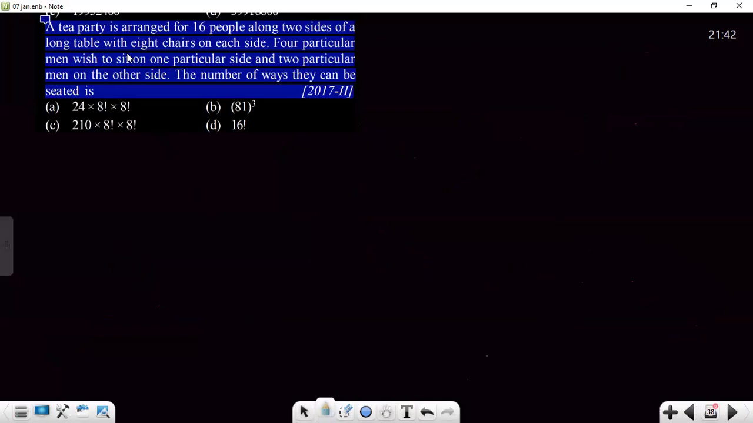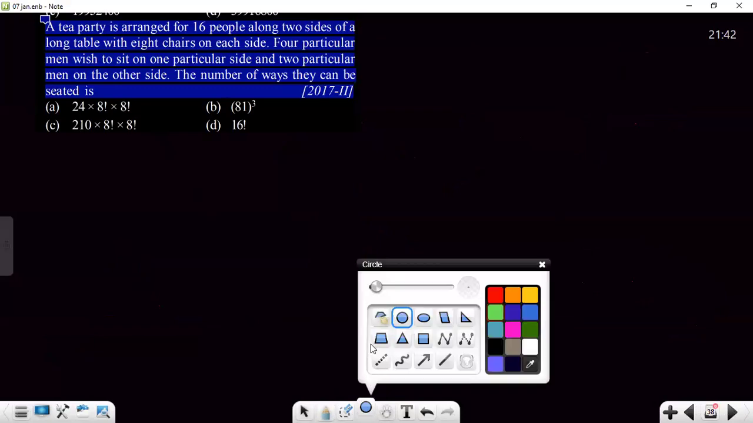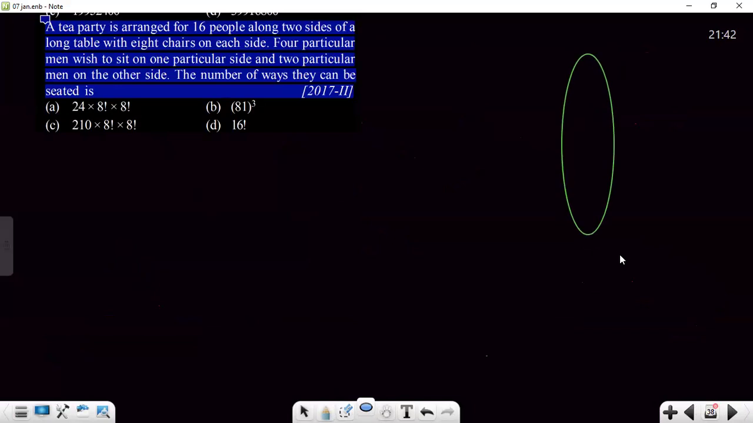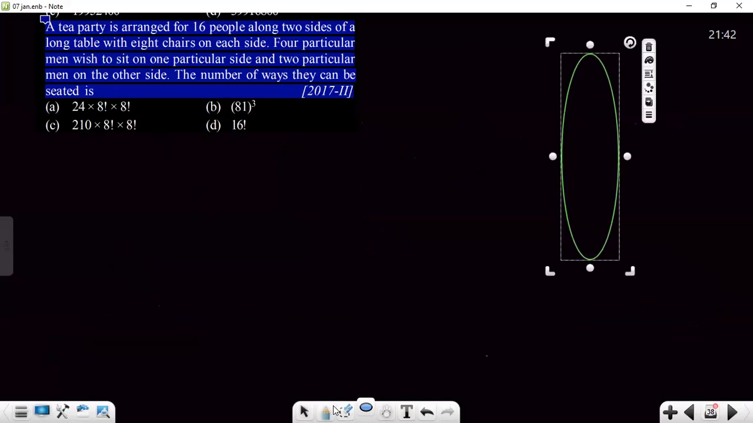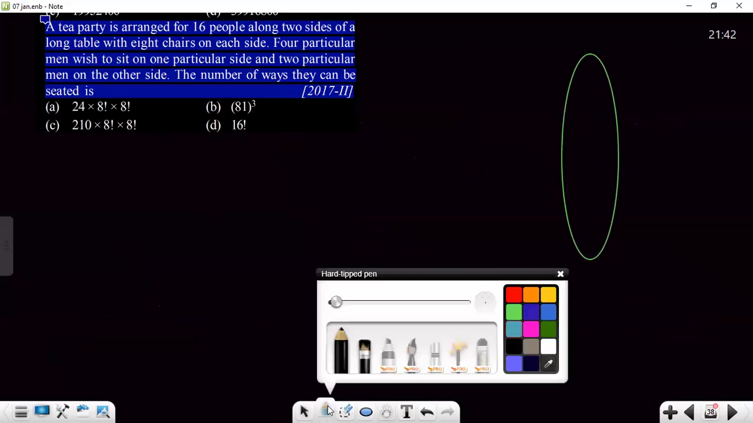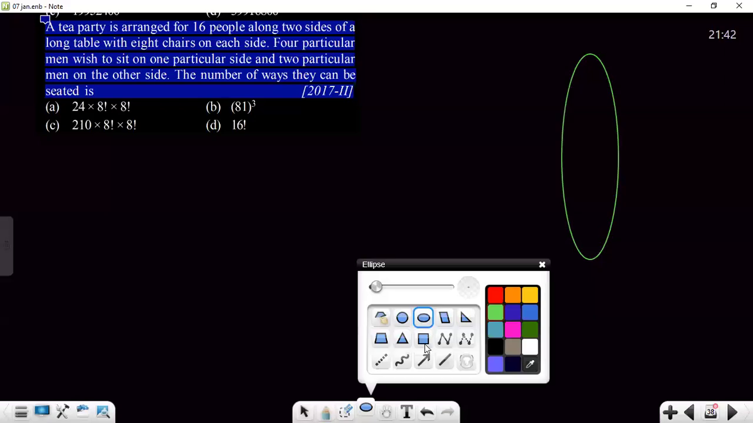Here's the question. A tea party is arranged for 16 people on two sides of a long table with eight chairs on each side. So this is a long table and there are eight chairs. So let me draw a chair first.